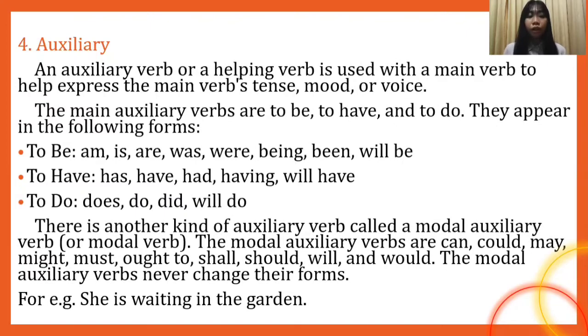There is another kind of auxiliary verb called a modal auxiliary verb or modal verb. The modal auxiliary verbs are can, could, may, might, must, ought to, shall, should, will, and would. The modal auxiliary verbs never change their form. For example, she is waiting in the garden.